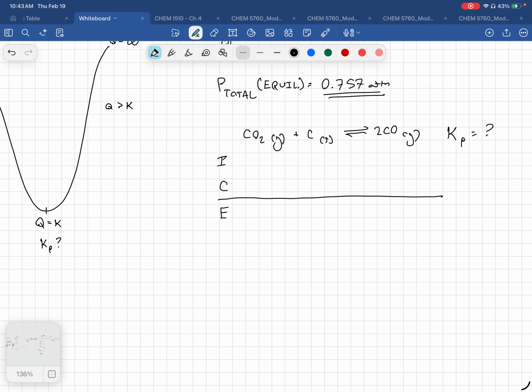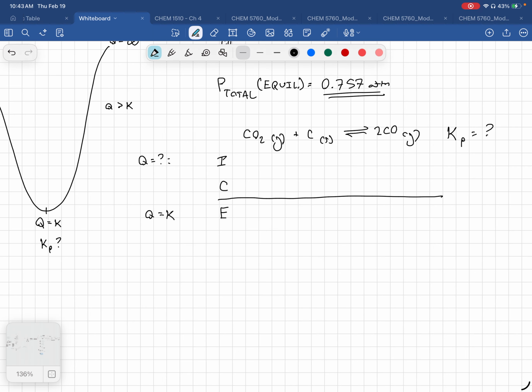We want to know what Kp is, so we're going to be dealing with pressures rather than concentrations here. But first, we need to know what Q is. Right? And then we determine, is Q greater than or less than K? And then so on, right? And then at equilibrium Q equals K.